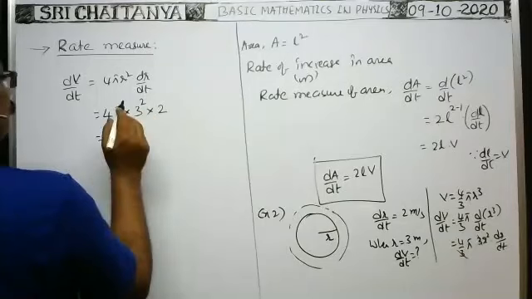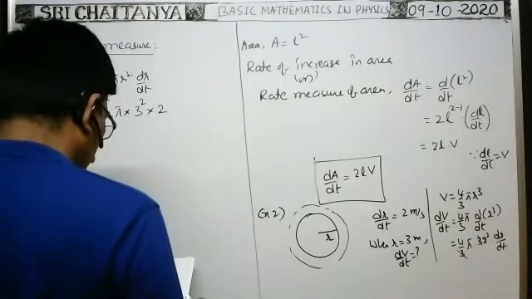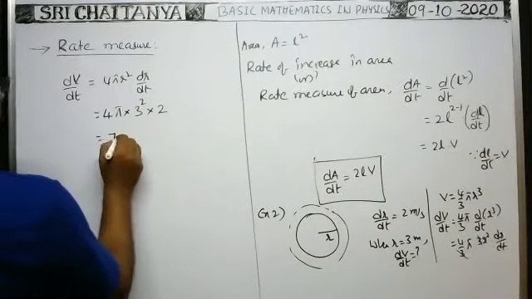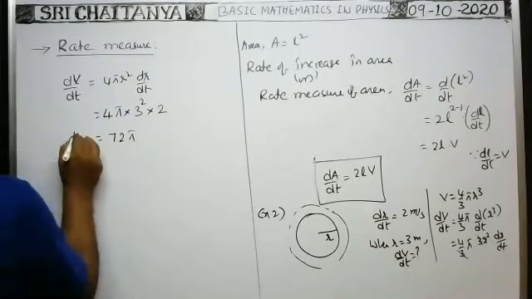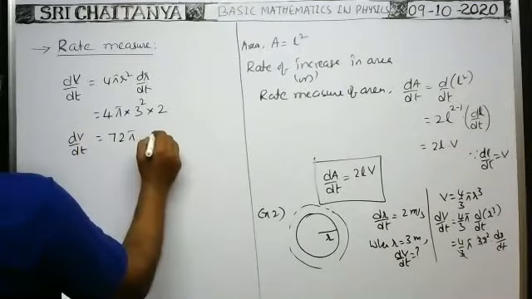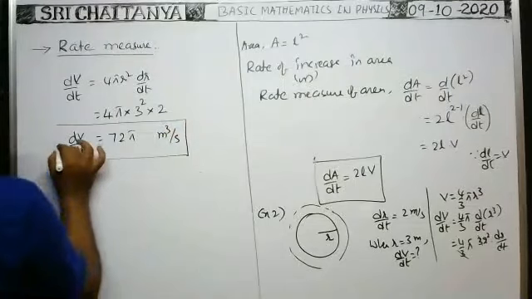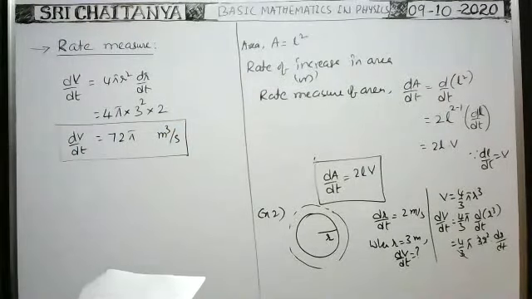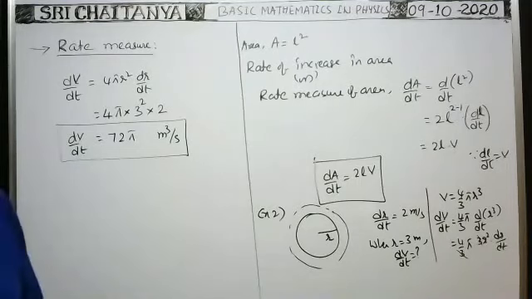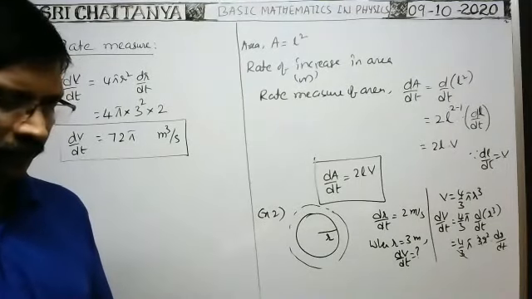8 nines are 72. So 72 pi. Yes, this is dV by dt. What is the unit of dV by dt? It is the volume, meter cube, by time in second. Meter cube per second. So the rate of increase in volume is equal to 72 pi meter cube per second.